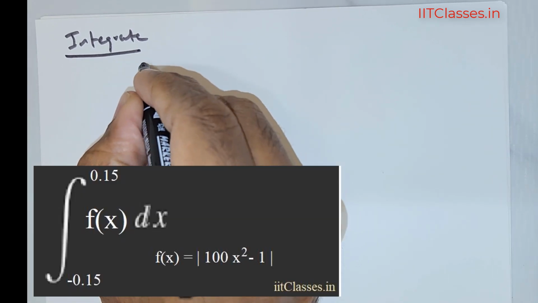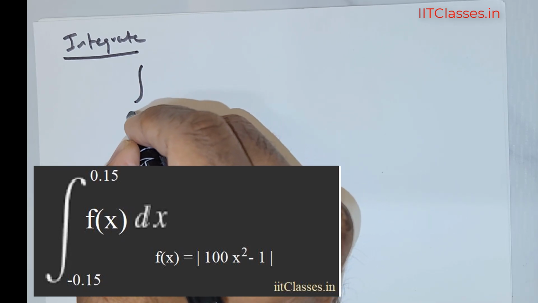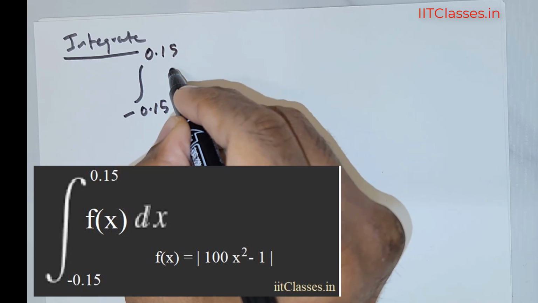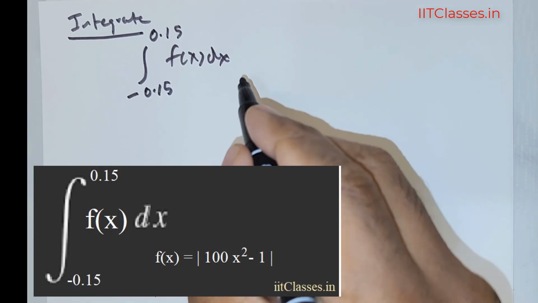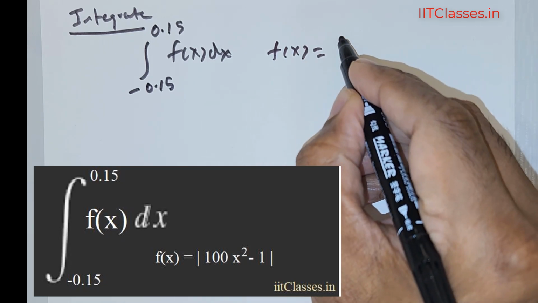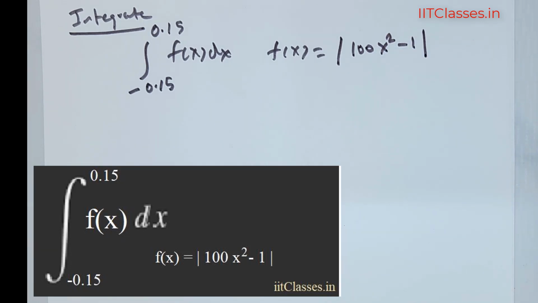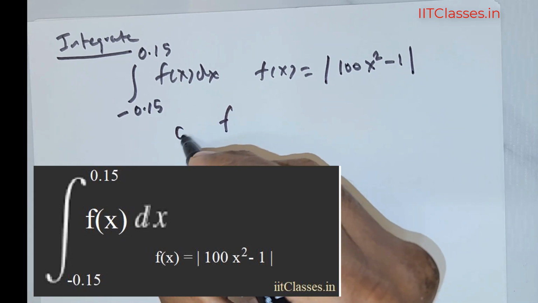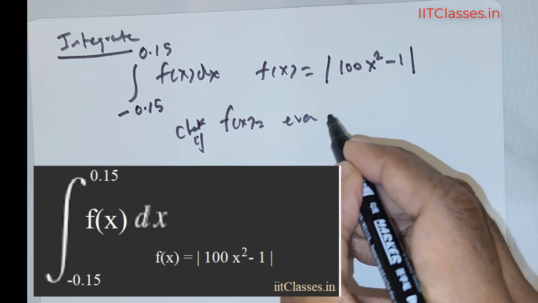Welcome everybody. This is the next question. We are expected to integrate the integral from negative 0.15 to 0.15 of f of x dx, and we are given that f of x is equal to the modulus of 100x squared minus 1. Now, foremost, what we are expected to do is to check if f of x is even or odd.